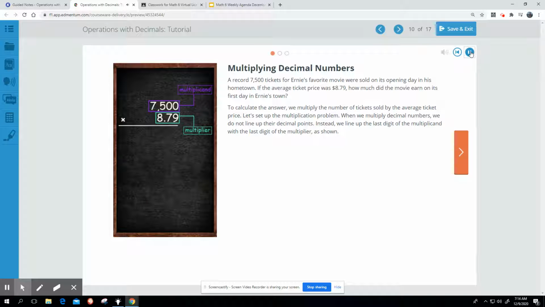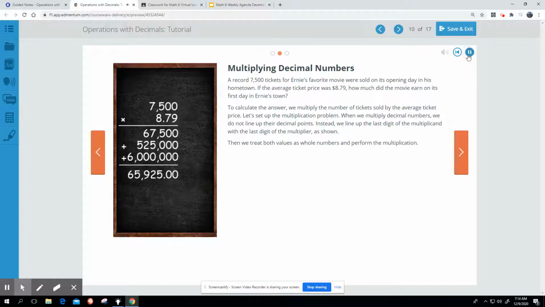Let's set up the multiplication problem. When we multiply decimal numbers, we do not line up their decimal points. Instead, we line up the last digit of the multiplicand with the last digit of the multiplier, as shown. Then we treat both values as whole numbers and perform the multiplication.